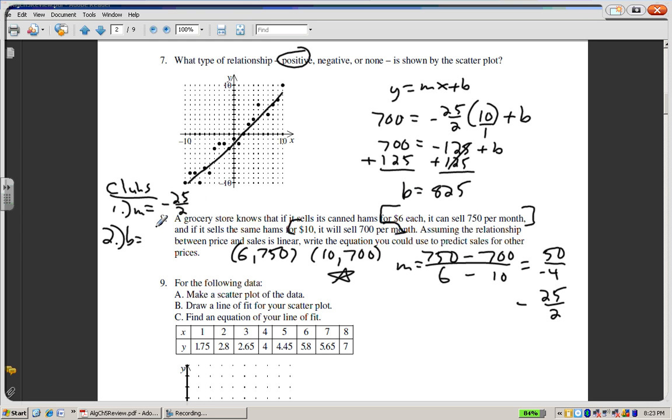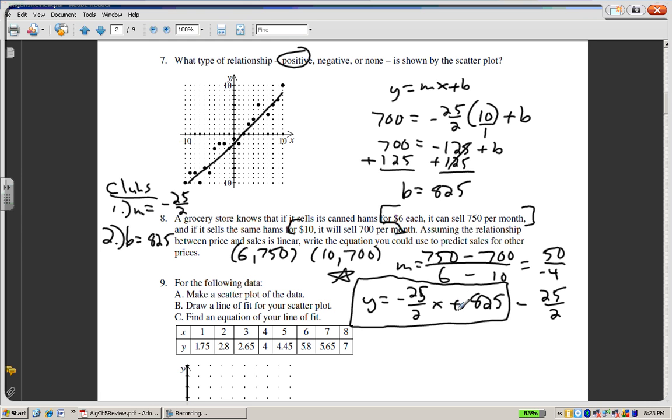So we have our two clues. We have negative 25 halves and 825. And that's all that we need for the linear equation. Y equals negative 25 halves x plus 825. And there we have it.